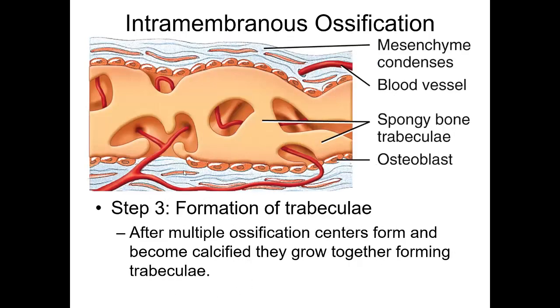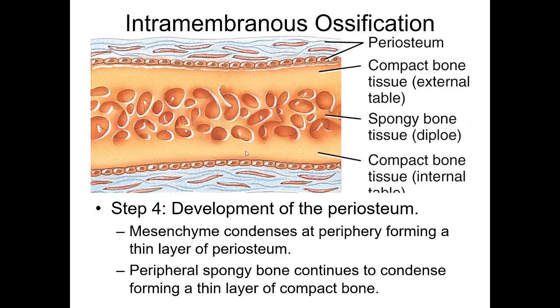In the 3rd step, trabeculae start to form, and vasculature starts to form within the trabeculae. You can see these are all trabeculae right here. So trabeculae start to form and vasculature starts to form within the trabeculae. In the 4th step, the periosteum starts to form around the newly formed bone.